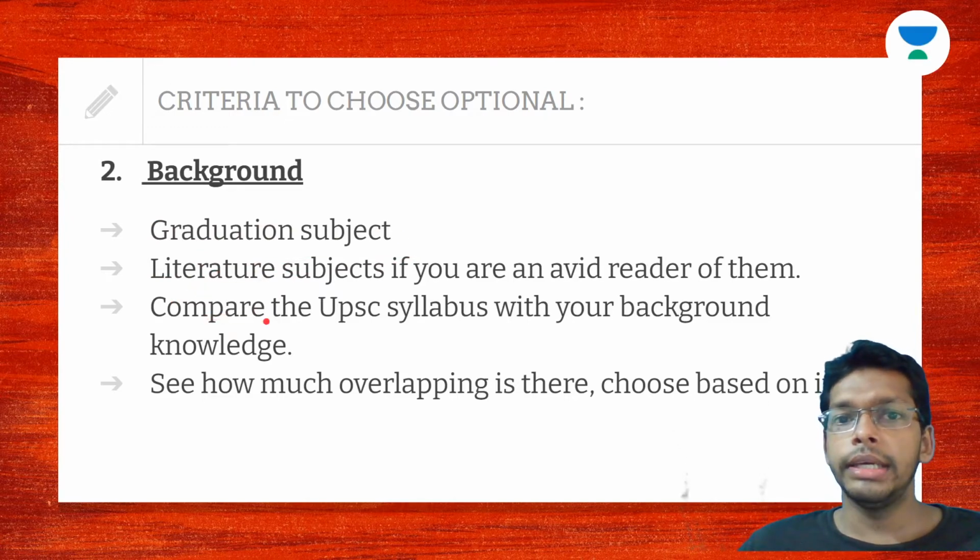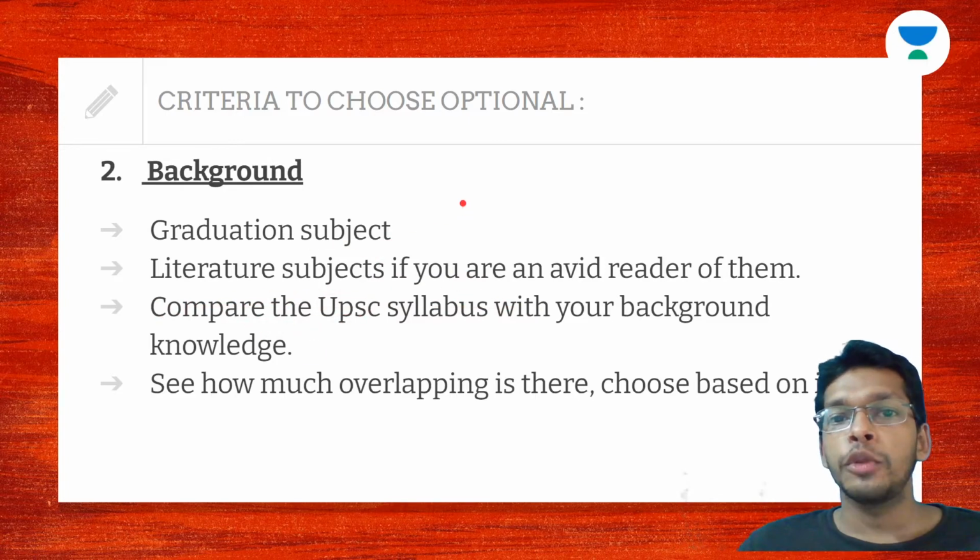Okay, and here the way to choose is to just compare the UPSC syllabus with your background knowledge. Just go through the UPSC syllabus again. So here we can see that in choosing any optional, the UPSC syllabus becomes an important factor. The syllabus is the primary step you should start with. Whatever you want to decide, you start with the syllabus, read the syllabus, and see how much comparison, how much overlapping there is with your background knowledge.